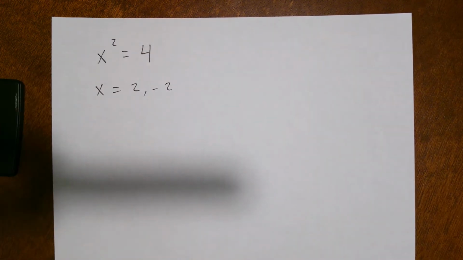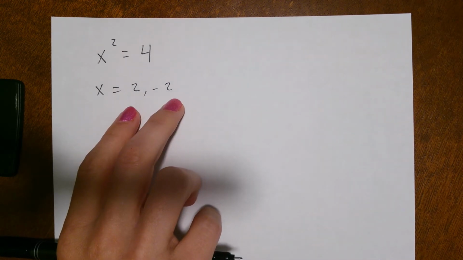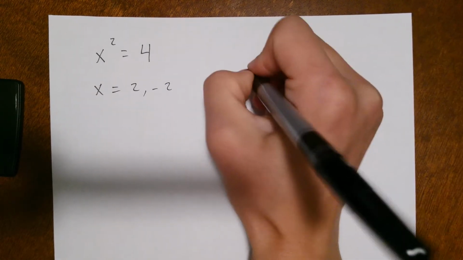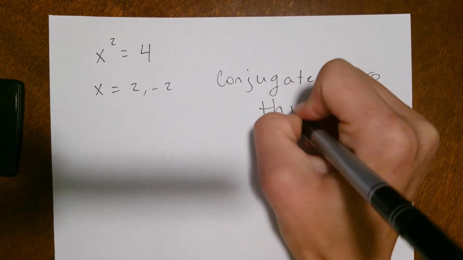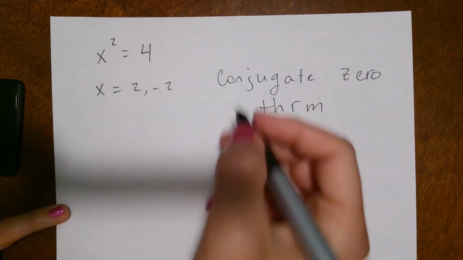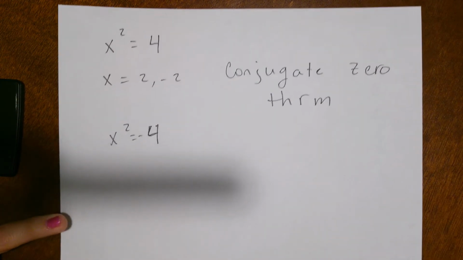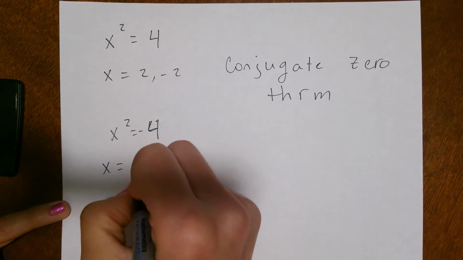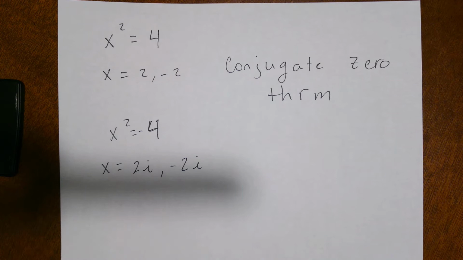When we take an even root of a negative number, that's where we get the imaginary, so they still do come in pairs. So this is called the conjugate zero theorem. And all that means is the imaginary zeros come in pairs. So let's say I had x squared equals negative 4. Well, then the solutions to that, the square root of negative 4 is 2i, and it could also be negative 2i, right? They come in pairs.